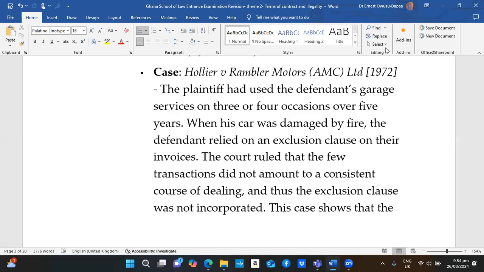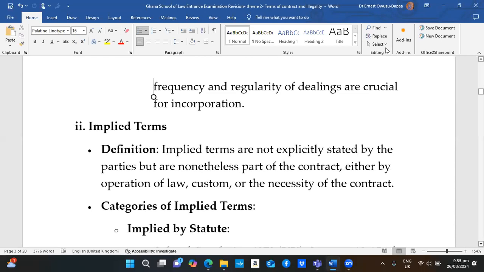But on three or four occasions in a period of five years, the car was damaged by fire, and the defendant sought to take advantage of the exclusion clause in the invoices. And of course, the court took the view that a few transactions did not amount to a consistent course of dealing. But on another interpretation of the case, as we will discuss later with exclusion and limitation clauses, usually when it comes to any attempt by a party to limit liability, in terms of issues of interpretation, the court adopts a very restrictive interpretation, one which will not make it easier for the person who is seeking to take advantage of the exclusion or exemption clause to so benefit from it. So it is actually expected, the way that Hollier against Rambler Motors was, for example, decided.